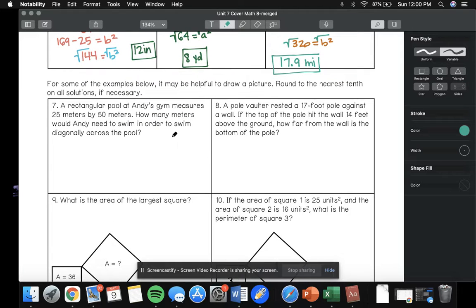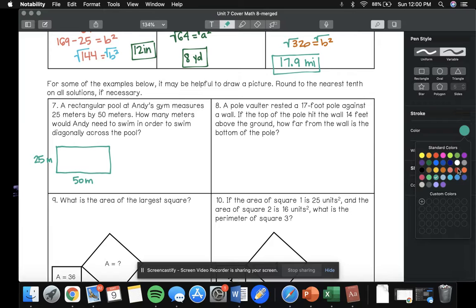Okay, a rectangular pool at Andy's gym measures 25 meters by 50 meters. So I'm going to kind of draw it. Okay, so 25 meters by 50 meters. How many meters would Andy need to swim in order to swim diagonally across the pool? So it's asking if we start in this corner and we swim diagonally, how many meters that is.